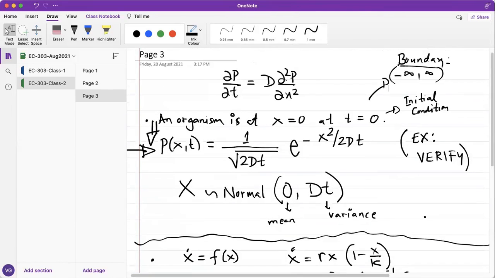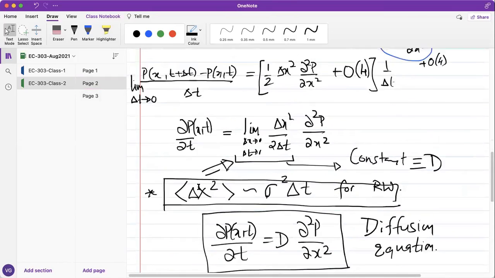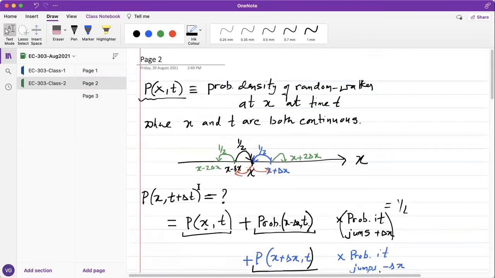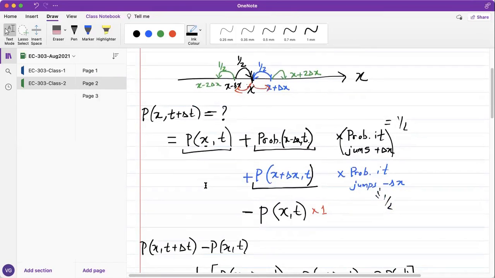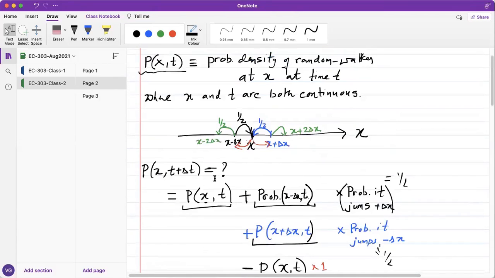So this is where we are. Let me ask you this question now. If I asked you to repeat these exact same steps, starting from here, but now let's say I told you, all of you have read about the biased random walk in the assignment, right? What happens in the biased random walk? The probability of jumping to the right is p, the probability of jumping to the left is q. Is that right?